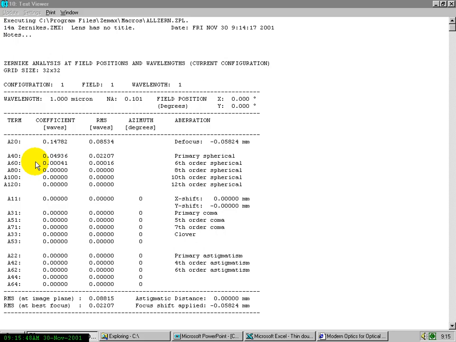Okay, what do we see from here? We see that there is a defocus term of about 85 milliwaves in RMS, and that corresponds with a defocus of minus 58 micron. Furthermore, we have a spherical aberration of about 22 milliwaves and a very small amount of sixth order, but we can neglect it.